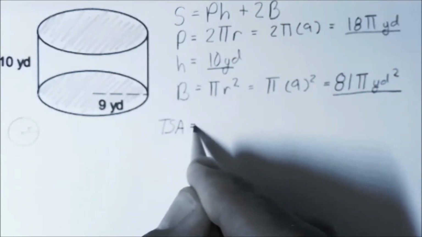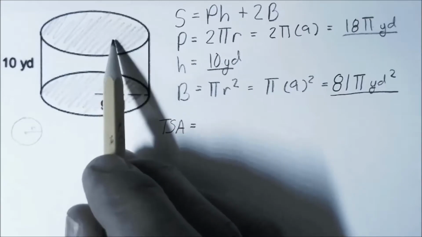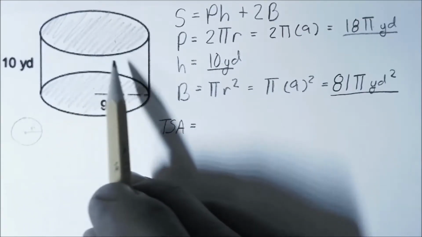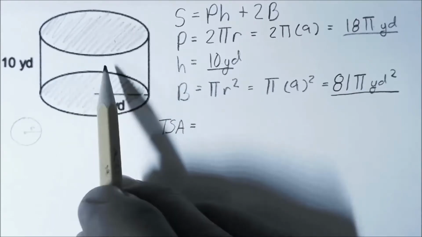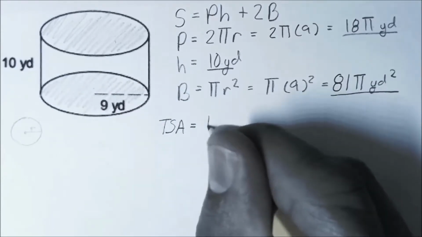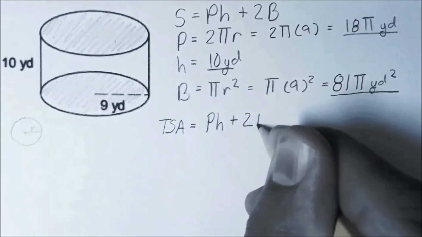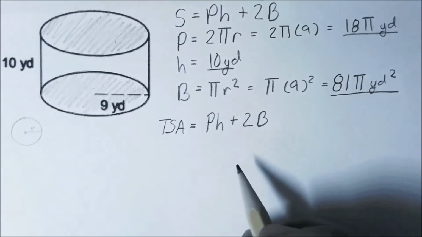That's total surface area. That means that we're including our two bases and our lateral surface area, which is this part in the center that goes around our shape. So let's go ahead and write our formula again. We have PH plus 2B. We're just going to plug in our numbers now.